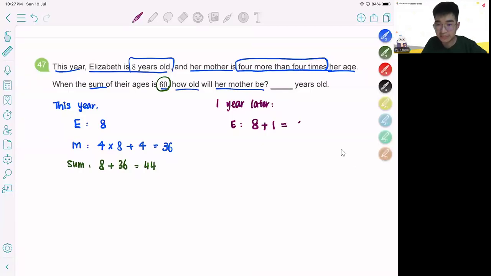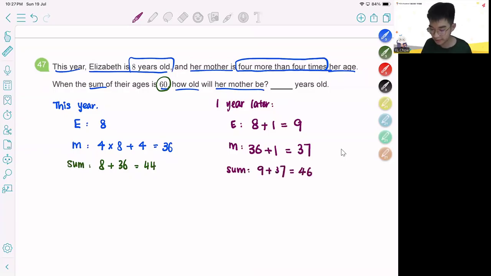Elizabeth's age 1 year later will be 8 plus 1 equals 9. And the mother's age 1 year later will be 36 plus 1 equals 37. So you will notice that actually both of them will grow old at the same time. And in just 1 year, the sum will increase by how many? Their new sum is 46. The increase will be by 2.